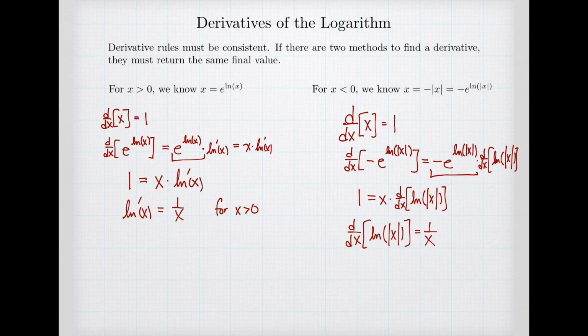All right, what we found is that if I take the derivative of the logarithm, I get 1 over x. And if I take the derivative of the logarithm of the absolute value of x when x is less than 0, I also get 1 over x. And so the derivative of the logarithm with an absolute value will be equal to 1 over x for all x's except 0.